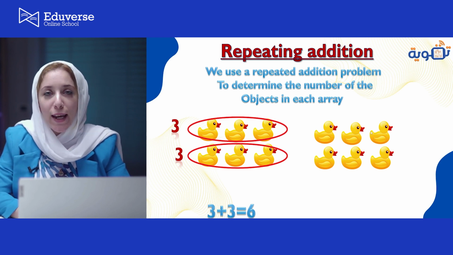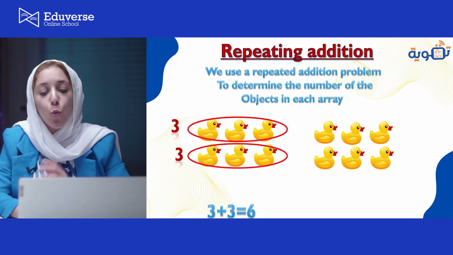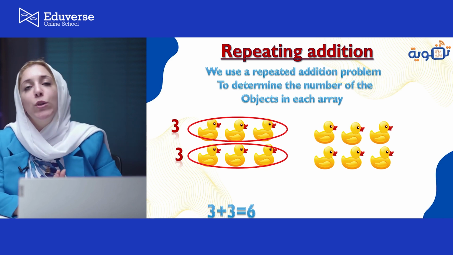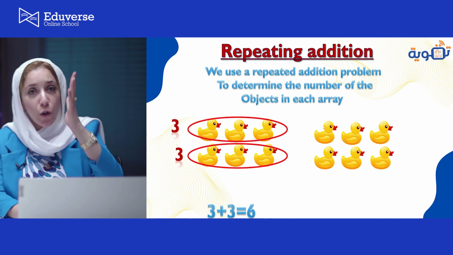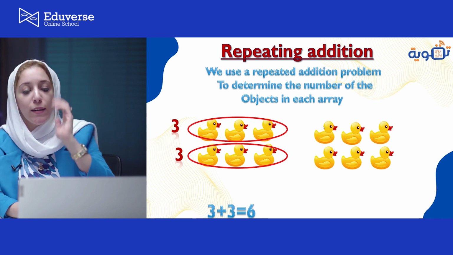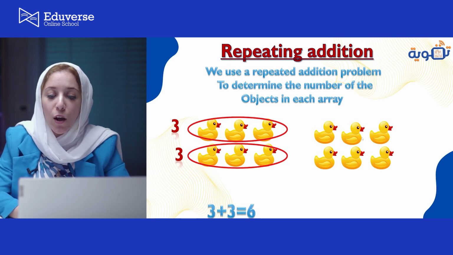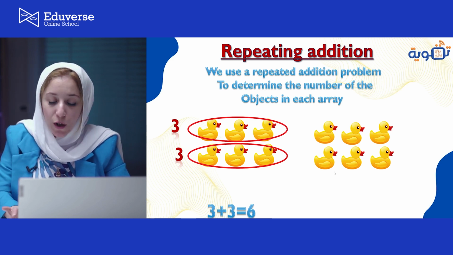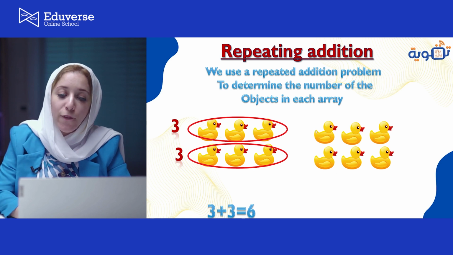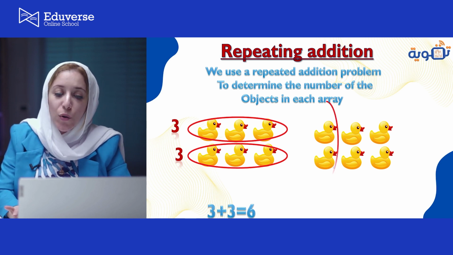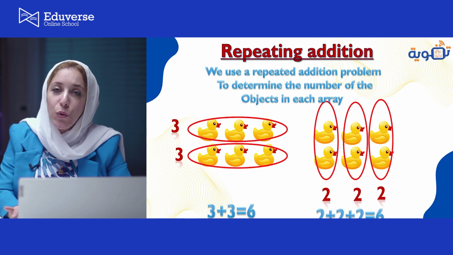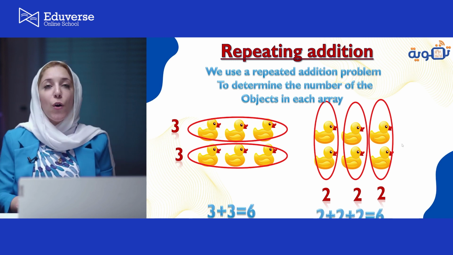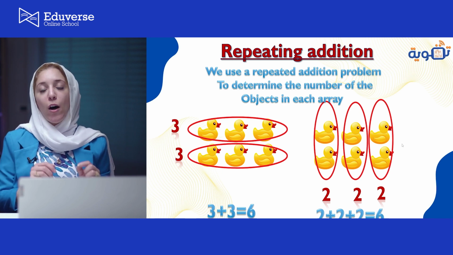Here we have the same array, but in this case, we add the number of objects in each column. So, can you tell me how many columns in this array? Very good. Columns, like when you stand up. So, we have 3 columns. How many ducks in each column? Great. We have 2 ducks. So, 2 plus 2 plus 2 equals 6 also. So, we get the same number of objects.